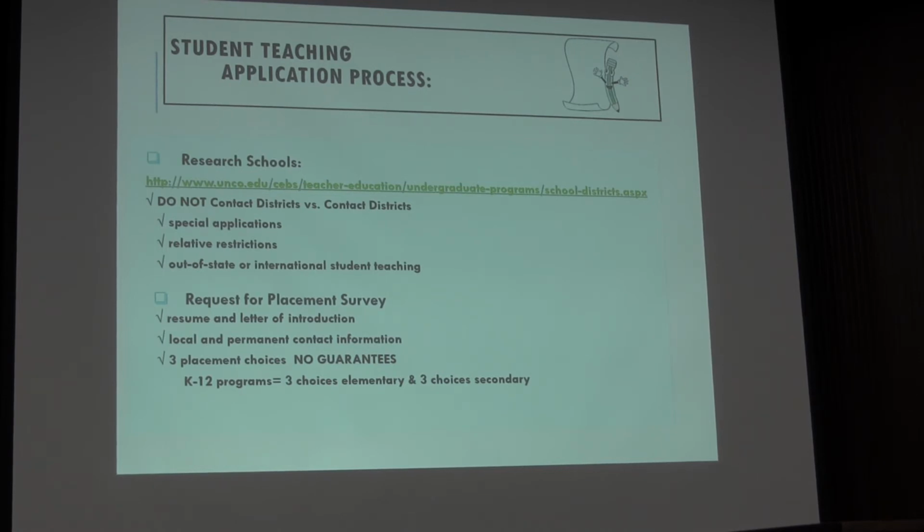The request for placement survey is going to ask for your general contact information, demographic information, your program. Please, please check your degree works to make sure what program you're actually in. I cannot begin to tell you how many people fill out the survey wrong. I actually placed a Spanish student teacher who was not really a Spanish student teacher, okay? Make sure you know what your program is and what your licensure area is.